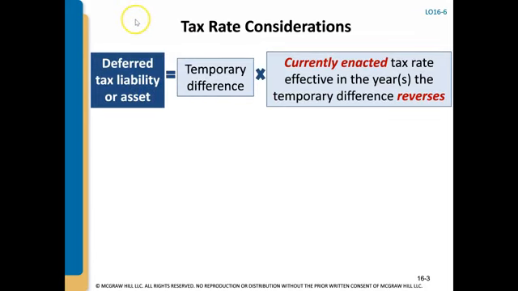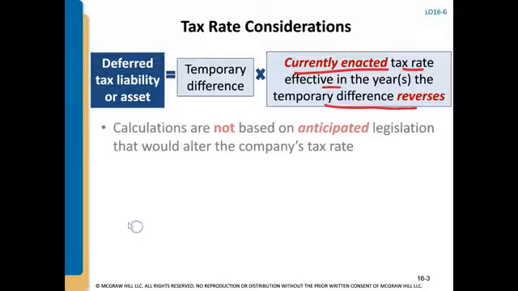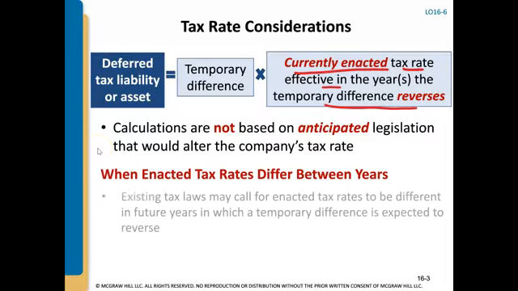So when we record those future deductible amounts or taxable amounts, we take the amount that we will have either as a deduction or income in the future, right? And we take that amount and we always tax affect it. We should always be multiplying it by the currently enacted tax rates effective in the year where those temporary differences reverse. Up to now, all we've seen is when the tax rates are the same year after year. However, that's not always the case.